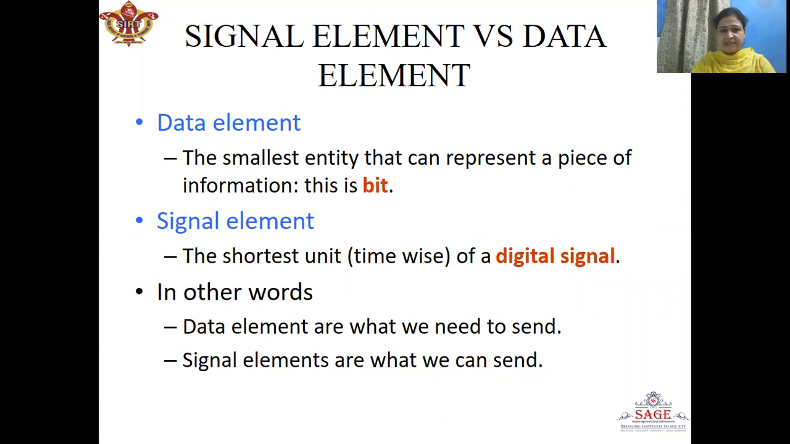Now, before dealing with the line encoding techniques, we should know some basic definitions like signal element and data element. Data element is the smallest entity that can represent a piece of information, which is normally a bit, whereas a signal element is the shortest unit of a digital signal. We can say that data elements are what we need to send, and signal elements are what we can send.